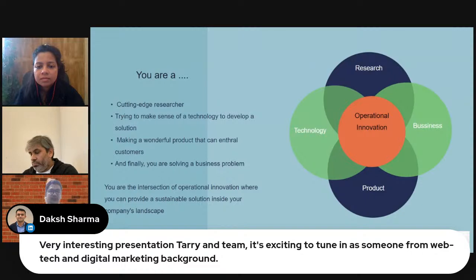So combining all these four elements, at the heart of any enterprise, combining all these four elements, this is basically the operational innovation that we have.